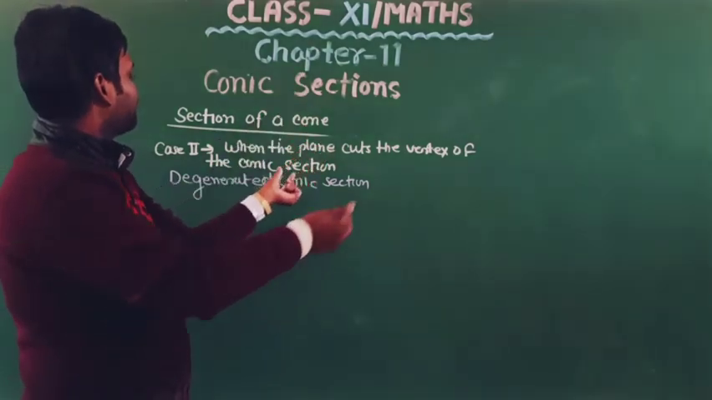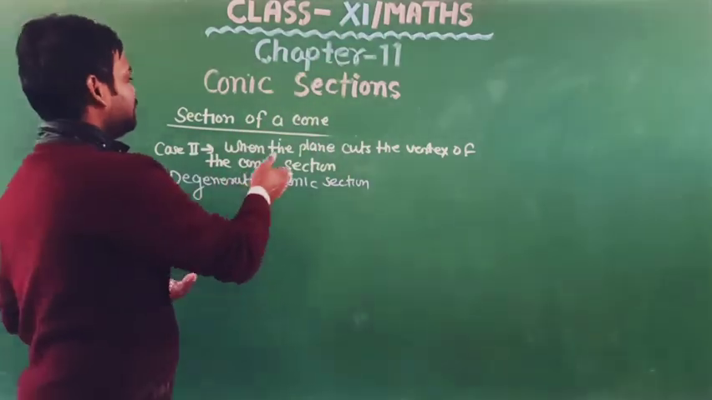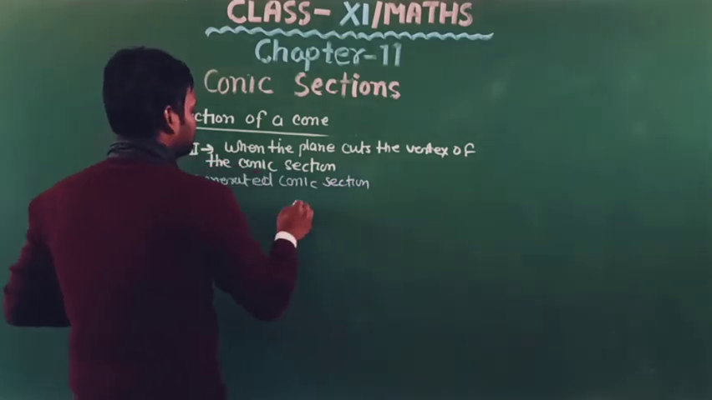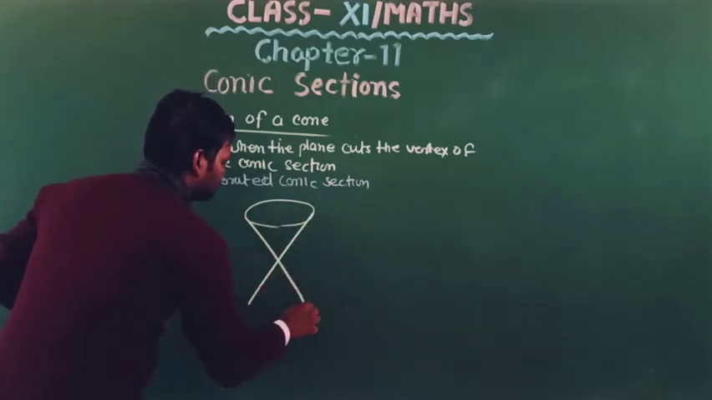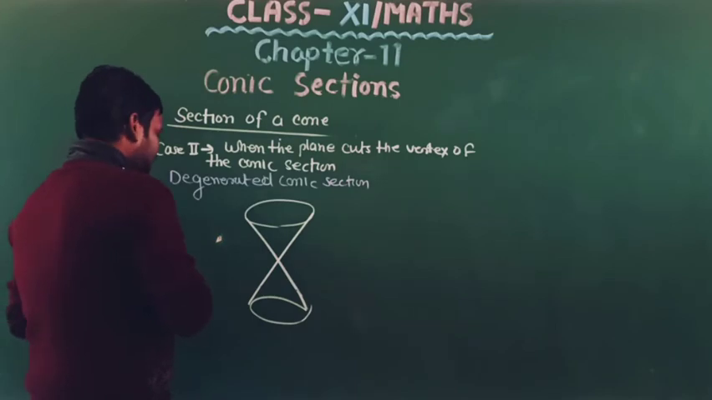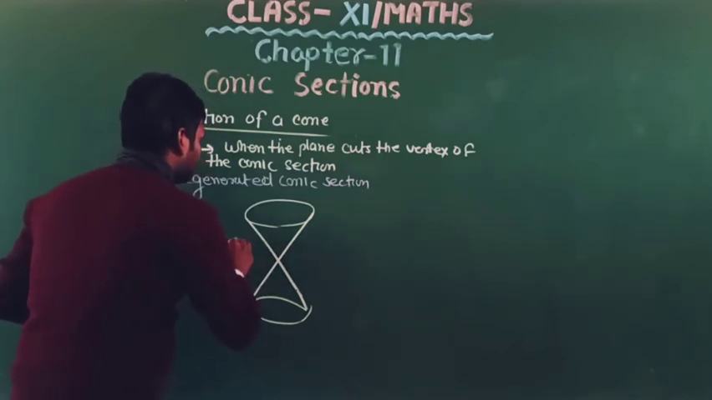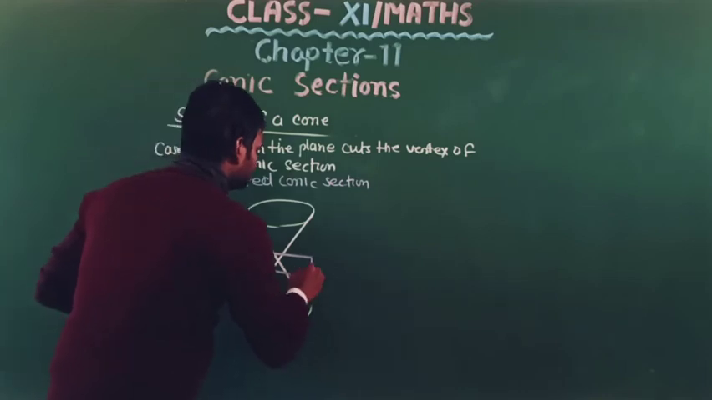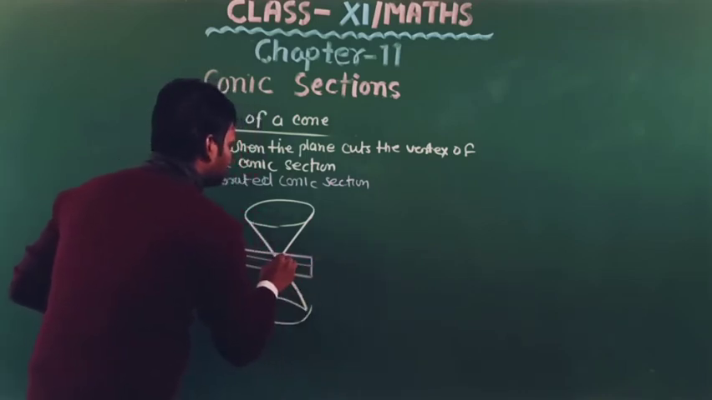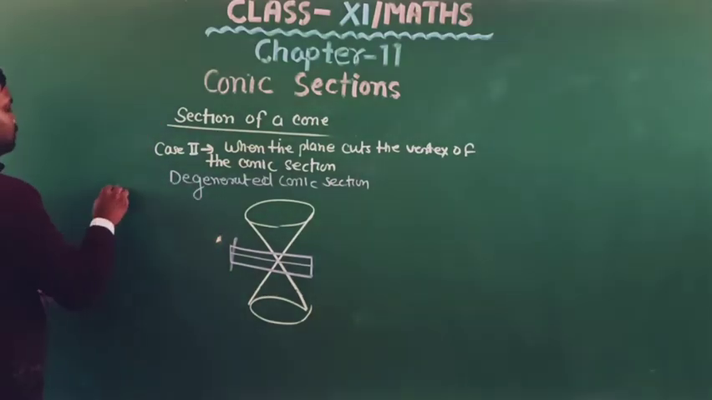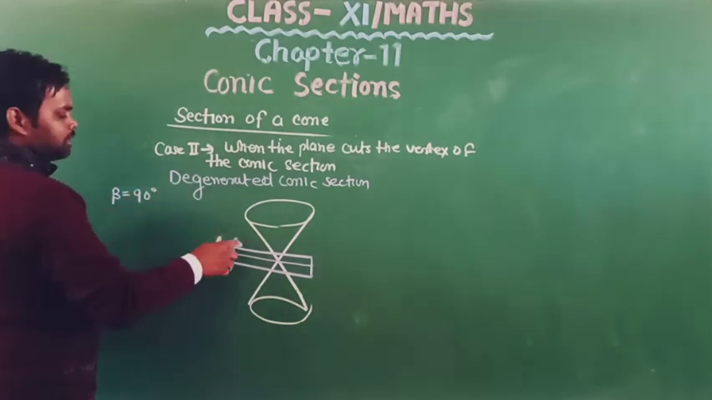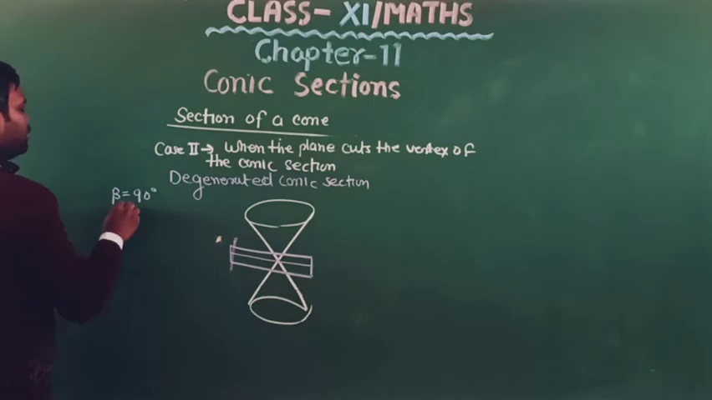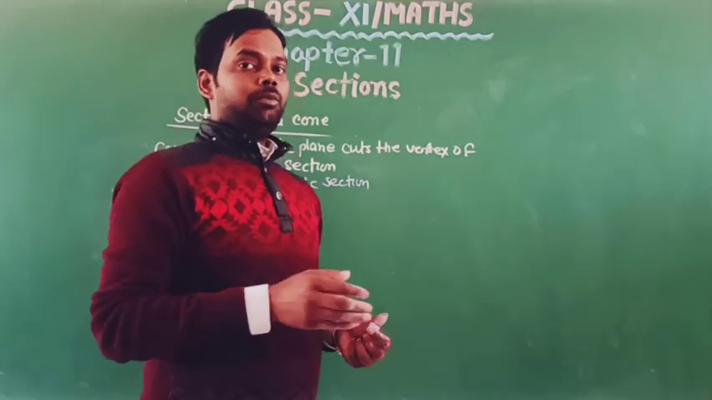Which type of section is obtained when the plane cuts the vertex of the cone? Suppose this is a cone, and if the plane cuts the vertex at beta equal to 90 degrees, in this case only a point will be obtained.